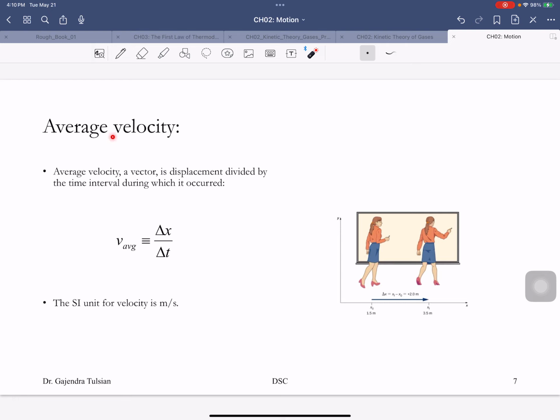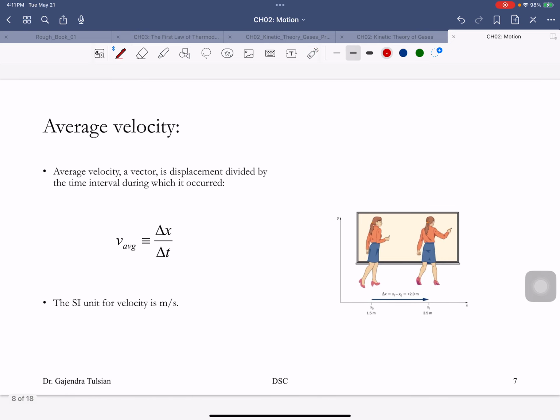Average velocity for an object in motion is the displacement divided by the time over which that displacement happened. Okay, so that's average velocity. This quantity is measured in meters, this is in seconds. So units for velocity would be meters per second.